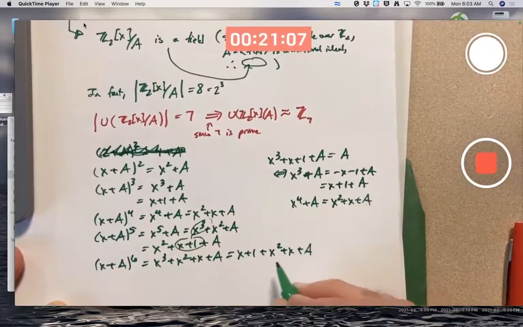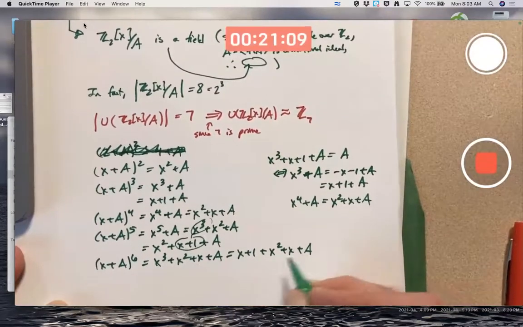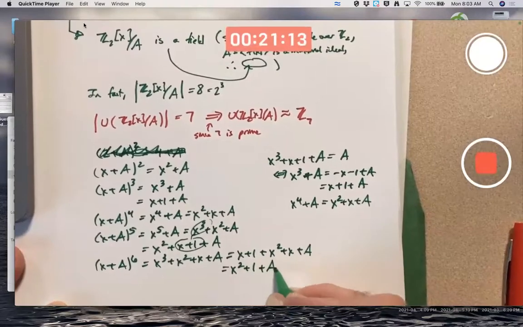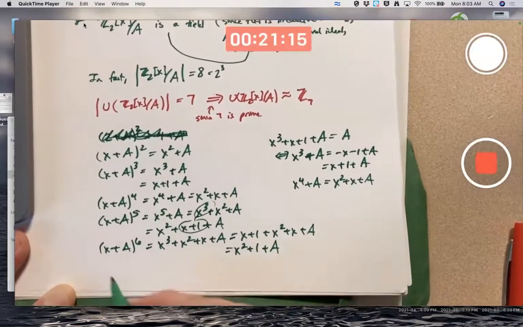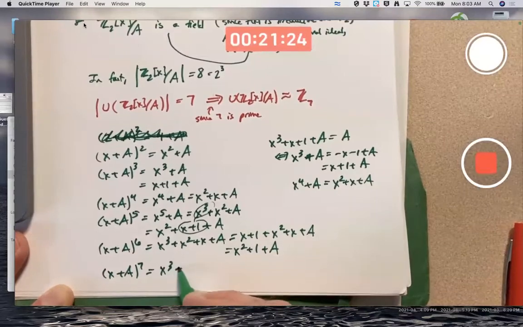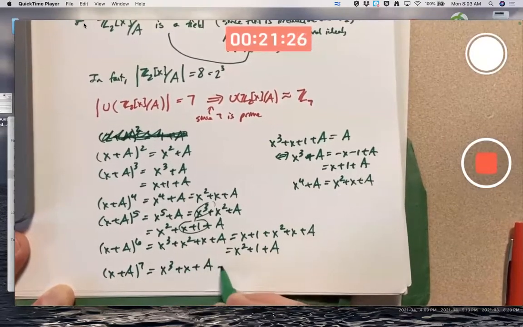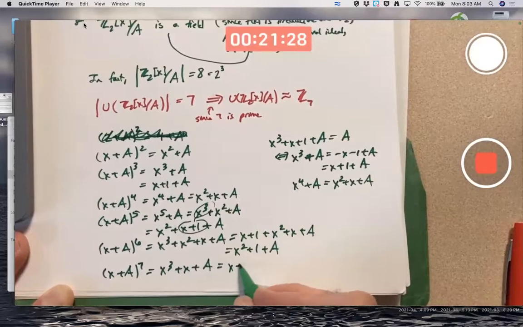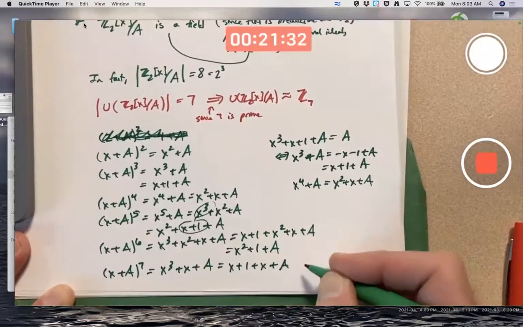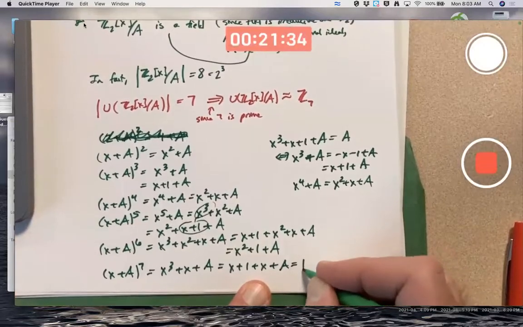Mod by 2, the X's are going to cancel to 0. This is X squared plus 1 plus A. Finally, this one should simplify to 1 plus A in the end. Multiply everything by X here, get X cubed plus X plus A. Replace X cubed with X plus 1. There we have it. X plus X would be 0. This simplifies to 1 plus A.